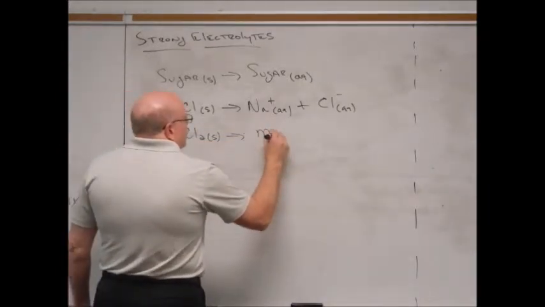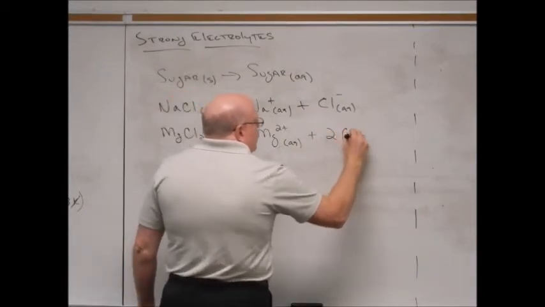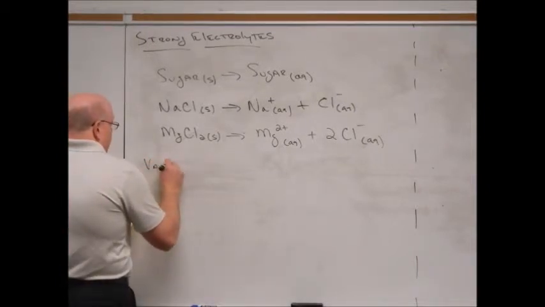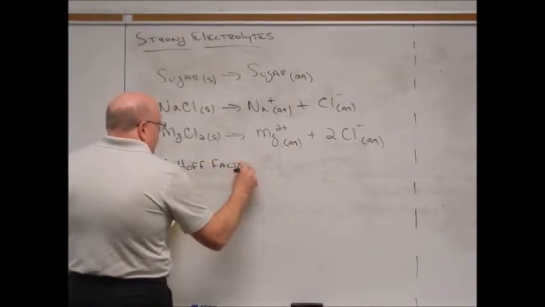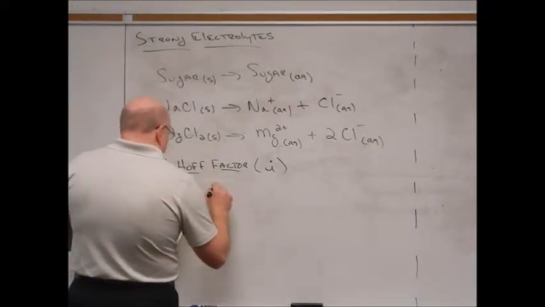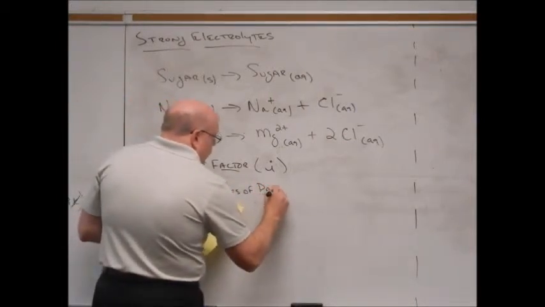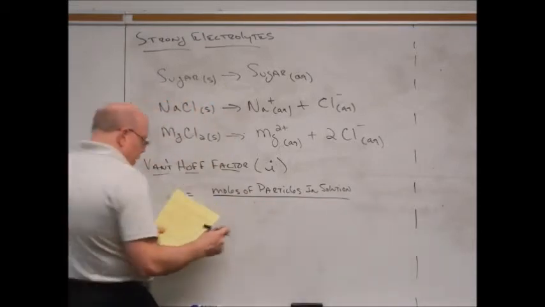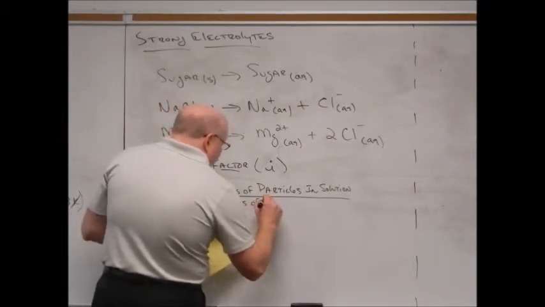Magnesium chloride gives a total of 3 particles: 1 magnesium, 2 chlorine. Even greater effect should be felt. The gentleman who did the fundamental work on this, a guy named Van't Hoff, came up with the Van't Hoff factor, given an i designation. Van't Hoff factor mathematically is the moles of particles in solution divided by moles of formula units dissolved.